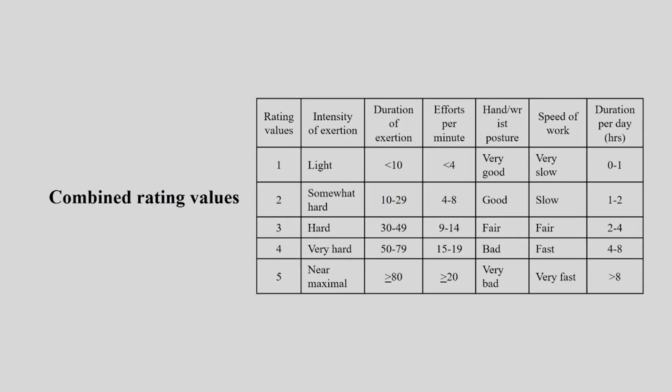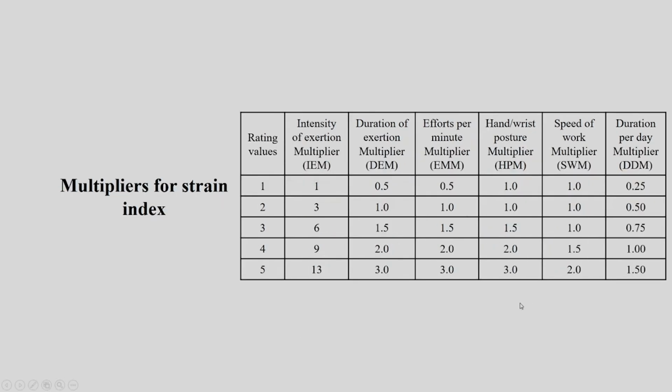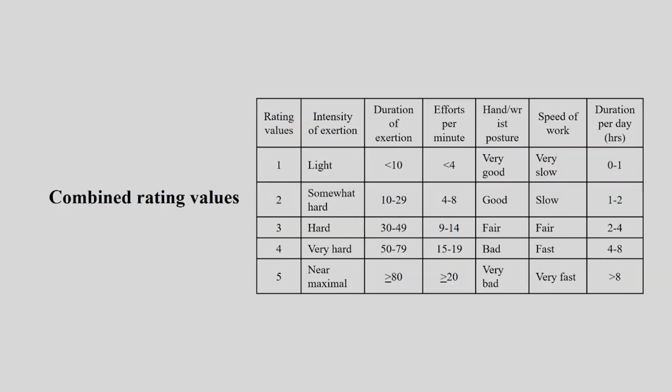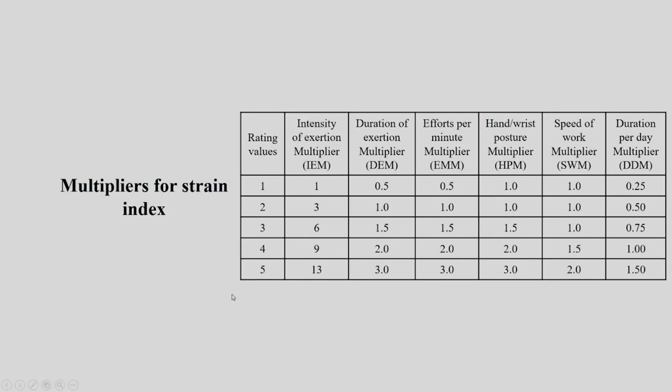Now what we did till now, we just did the rating of each element. Now here we have to convert them into multipliers. So there is a pre-computed table. This is how it looks if you combine all the things. This is the table where all the elements are placed along with the rating. Now this is how the multipliers look based on the rating. These all are multipliers of intensity of exertion. These are for duration of exertion and so on.